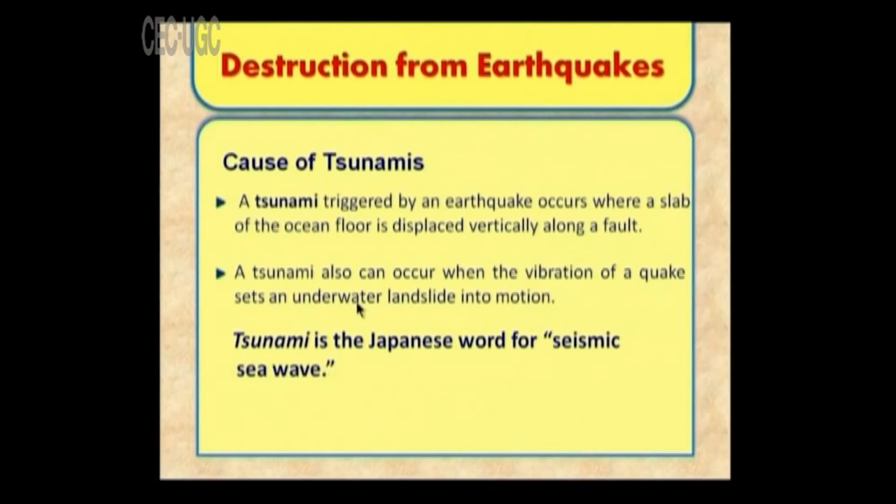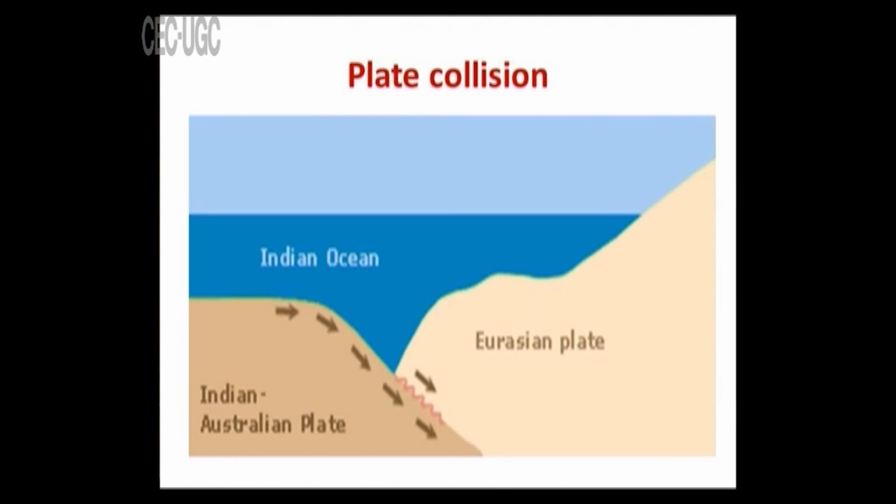So, a tsunami occurs when the vibration of an earthquake sets an underwater landslide into motion. Tsunami is a term coined by the Japanese, also called seismic sea waves. You can see here, this is the fault zone. Here displacement occurs in one type of fault, either a normal fault or a reverse fault. Automatically, what happens? One block goes down and another block goes up.